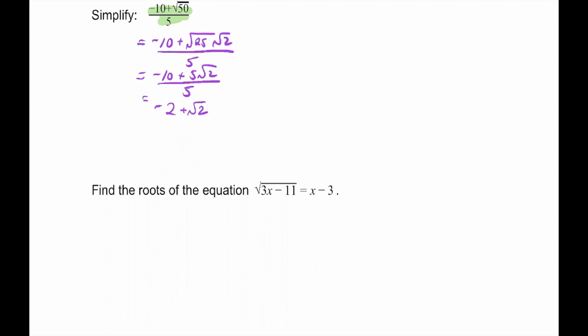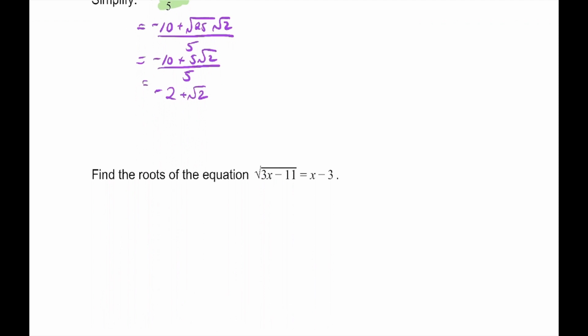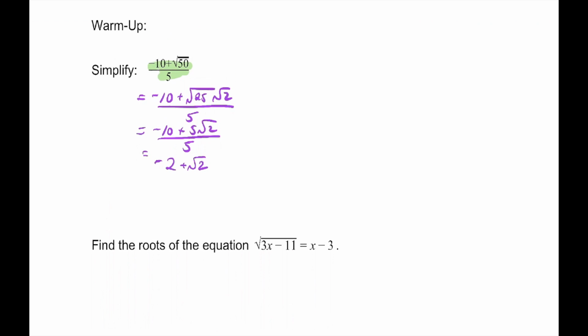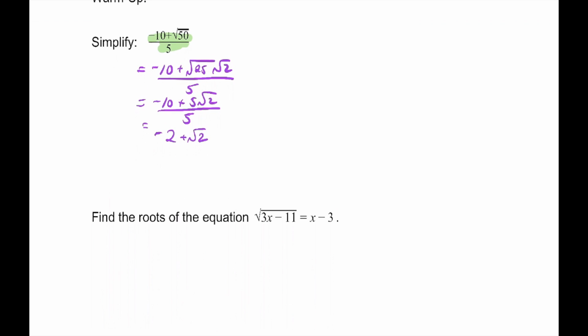The next question is more like a review from grade 10. It has nothing to do with simplifying radicals in this sense. But here we want to find the roots of the equation: root 3x minus 11 is equal to x minus 3. So again, finding the roots is really solving the equation, finding the value of x that makes that equation true.